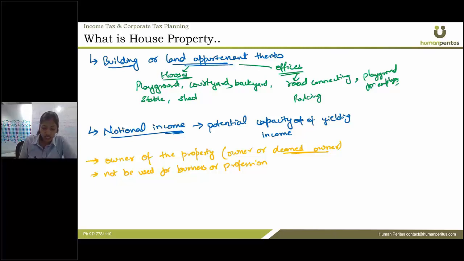So these are the main points: building and land appurtenant thereto will be taxed. The person should be the owner of the property, and the property should not be used for business or profession. And we calculate income on a notional basis, that is, according to the potential of the building, not just what it is yielding. Is this clear?